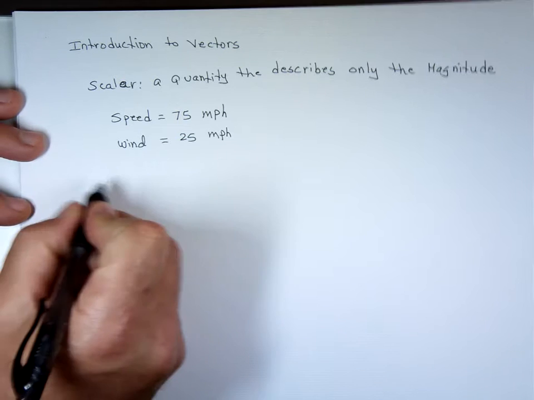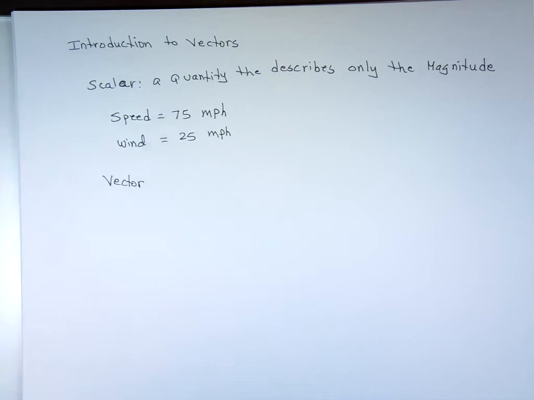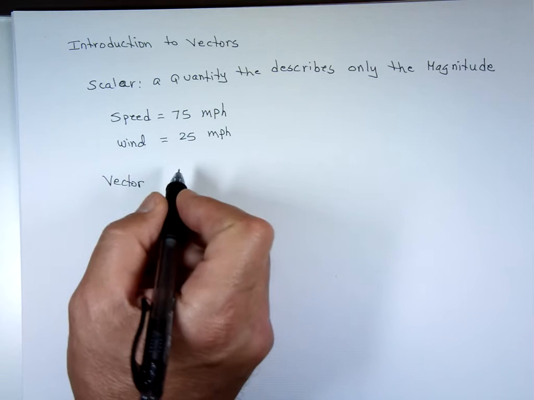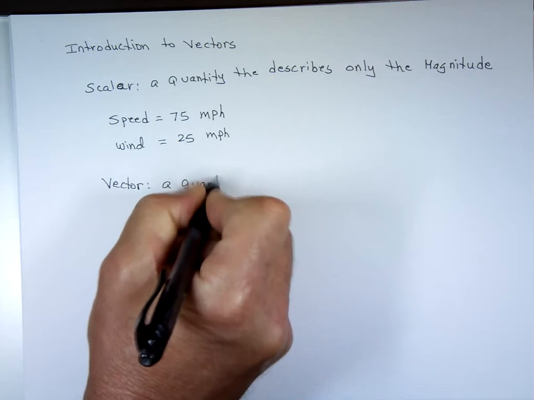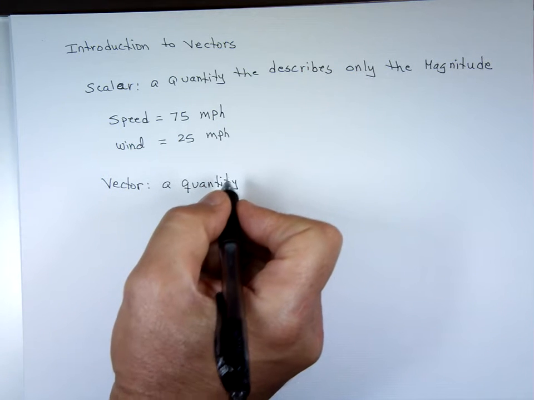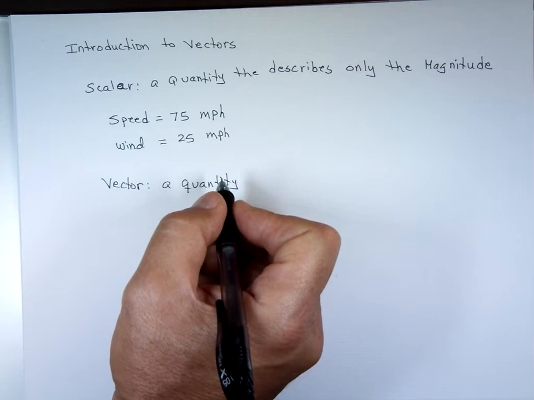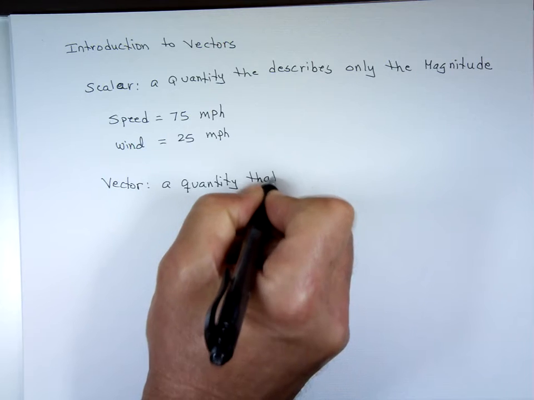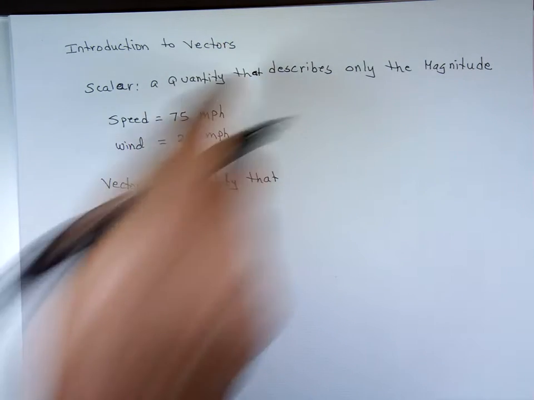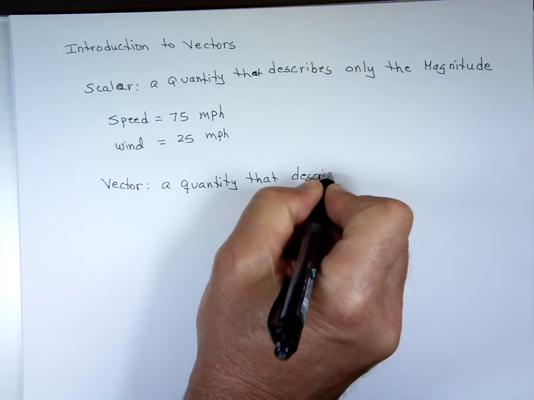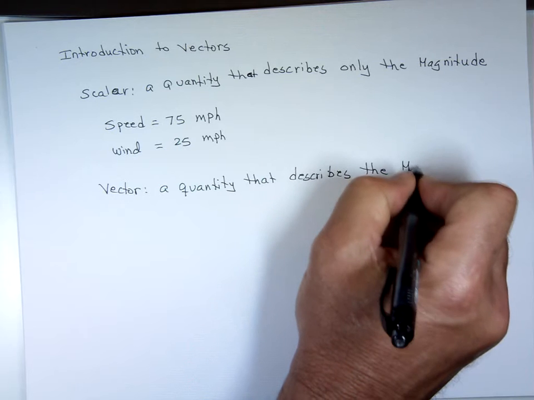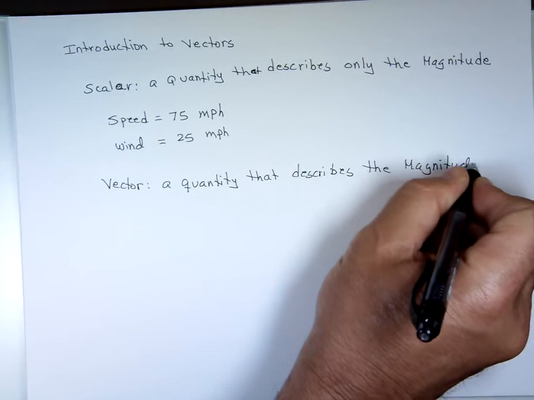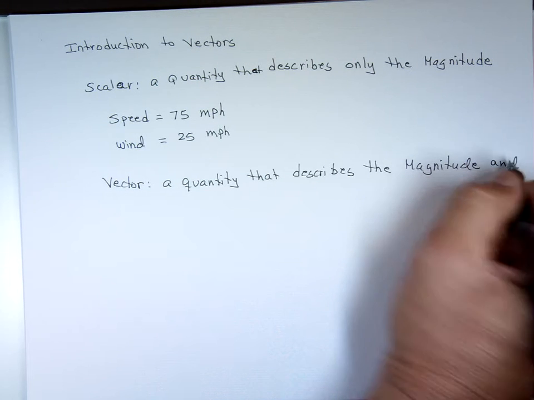A vector, on the other hand, what's a vector? A vector is a quantity that describes the magnitude and direction. Maybe I'll put it here instead of that. That describes the magnitude and the direction.